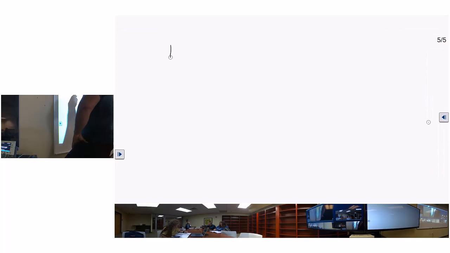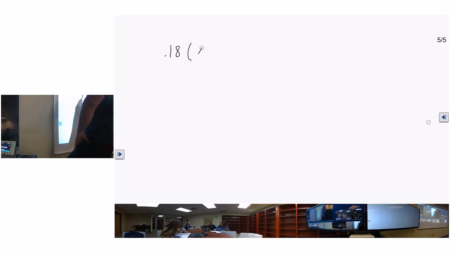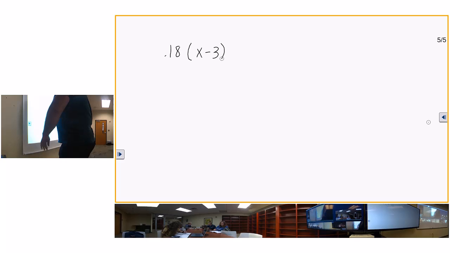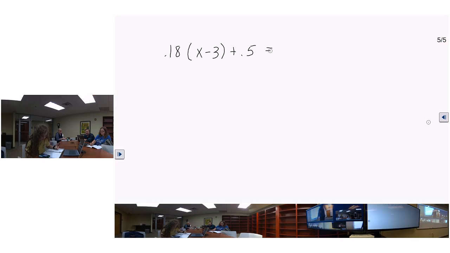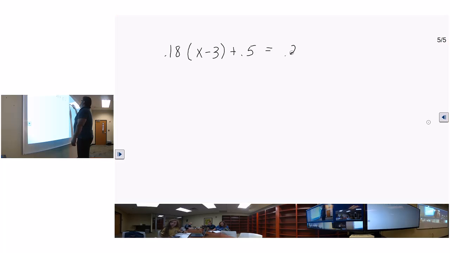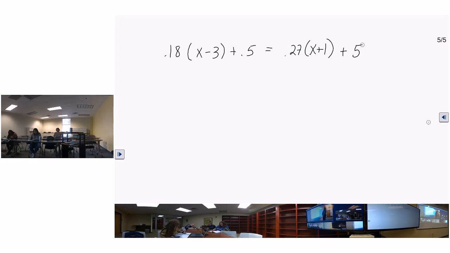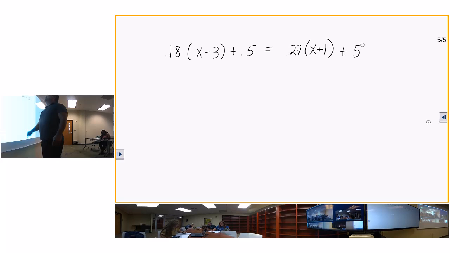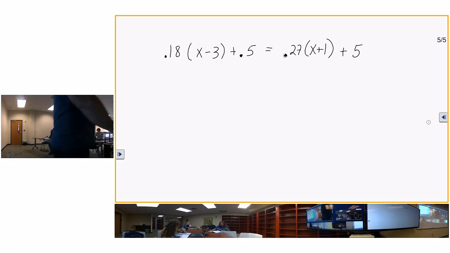Let's see, 0.18 times x minus 3 is equal to 0.27 times x minus 1 plus 1 plus 5. And I'm going to make sure you understand that's a decimal. That's a decimal, about 100. So yes, you're going to multiply through by 100.